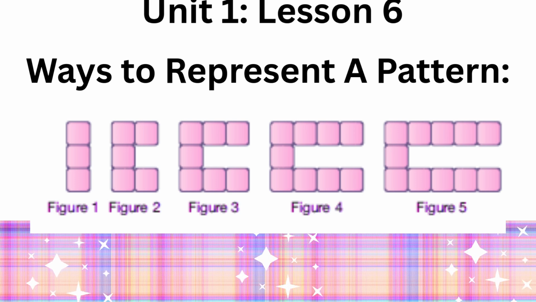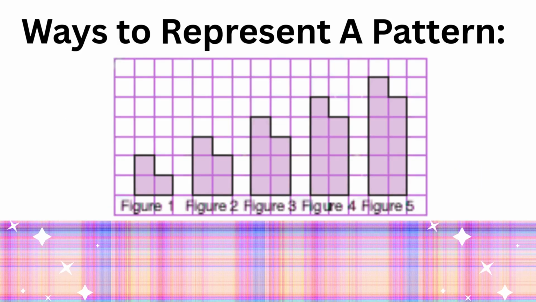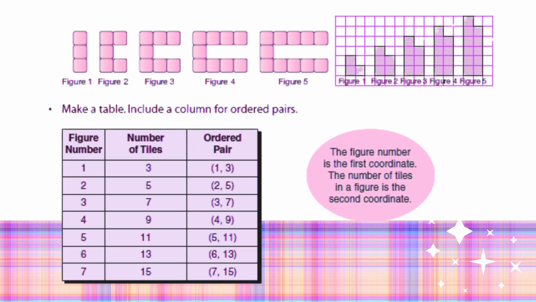One effective method is to visualize the pattern using figures made of squares or tiles. For example, consider a pattern where Figure 1 has 3 tiles, Figure 2 has 5 tiles, Figure 3 has 7, Figure 4 includes 9, and Figure 5 has 11 tiles. In this pattern, we can see that each figure increases by 2 tiles as we move to the next figure number.